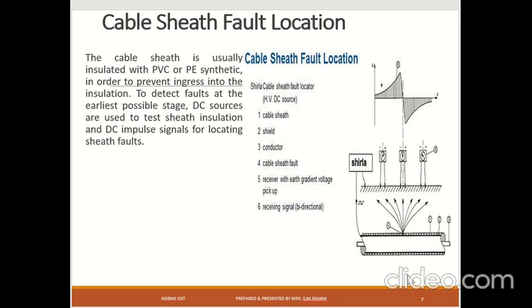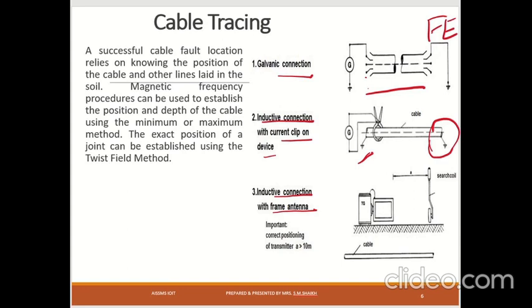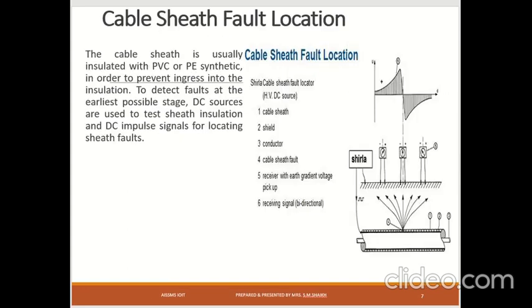Okay, so this is of the company Shirla, from where I have taken this picture. In this, let me describe the figure first of all for you. So this is the conductor which is shown here. This is number 3. This is the conductor at this point.